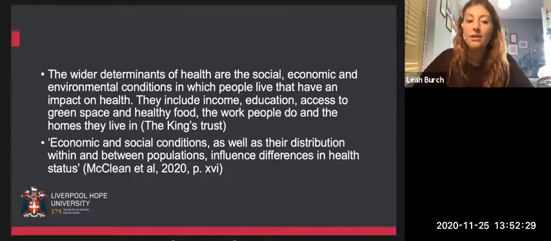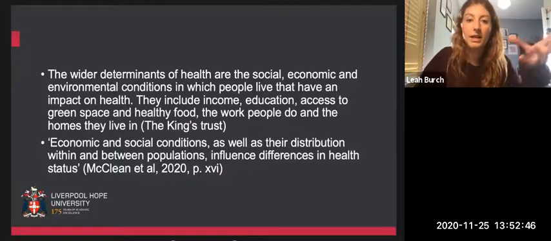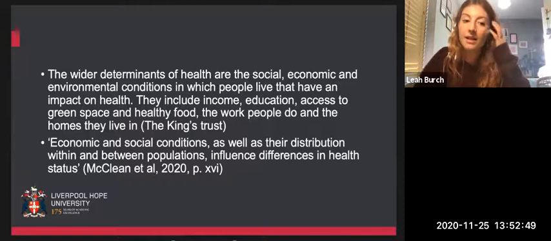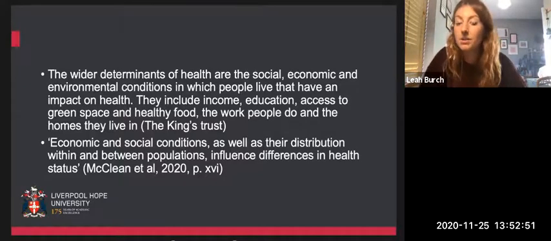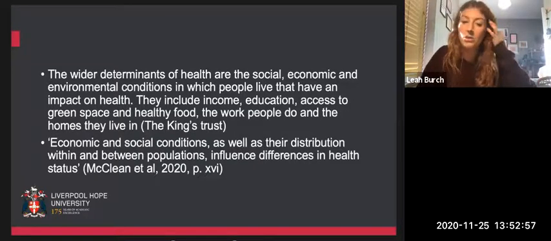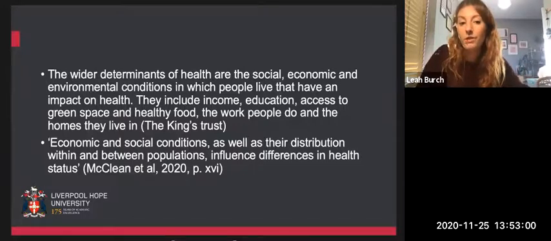And then McLean et al. also state the importance of looking at social and economic conditions, as well as their distribution within and between populations, and how these influence differences in health status. So this is about really making the connection between economic and social conditions and the different types of groups of people that we have. So it's not just about saying that a certain area might be more deprived, but actually what's the impact of that on people living in that area? How does that impact their health status and ability to lead a healthy life?